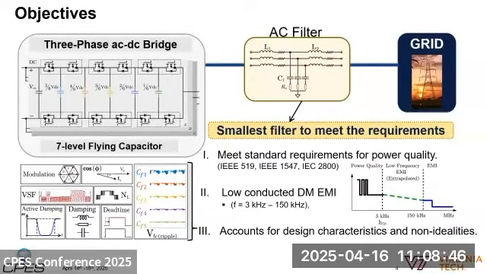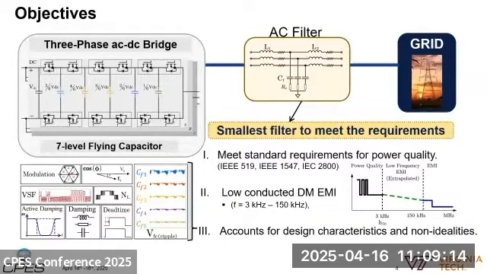That's why we use an AC filter that has a couple of goals. It has to meet the standard requirements for power quality, which means the harmonic content of the current injected into the grid has to be limited, considering also that the grid is inductive. This standard usually just evaluates up to the 50th harmonic.